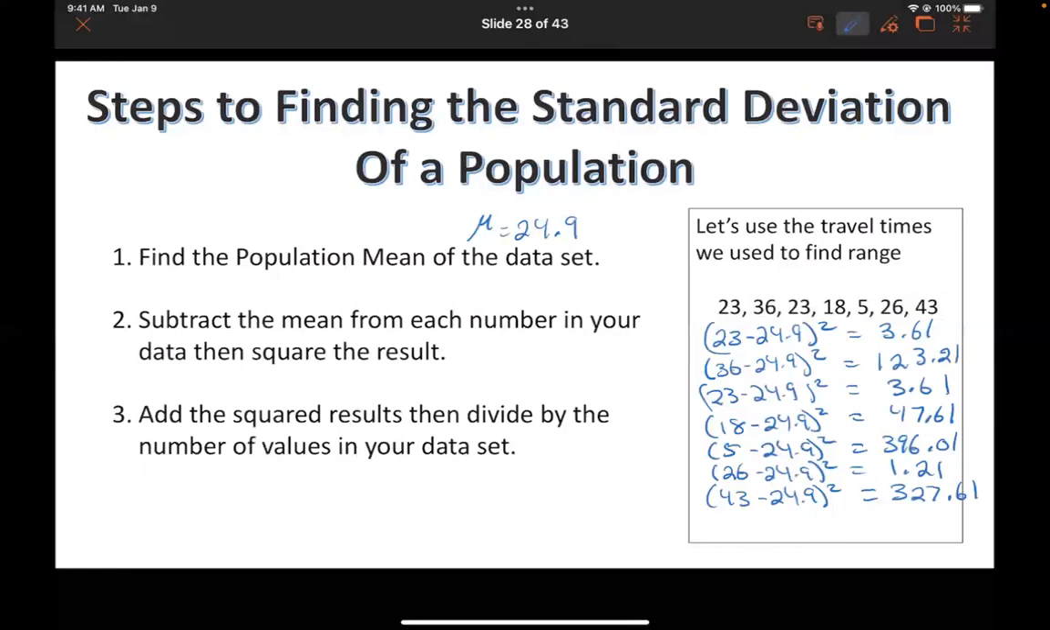How come some are like 396.01 and then others are 3.61? It's because of the difference between them. So think about what the difference between 5 and 24.9 is. That's a huge difference. It's almost 20. And so once you square it, it gets big fast. And there's less than 2 difference between 23 and 24.9. Because you're squaring it, the numbers get big fast.